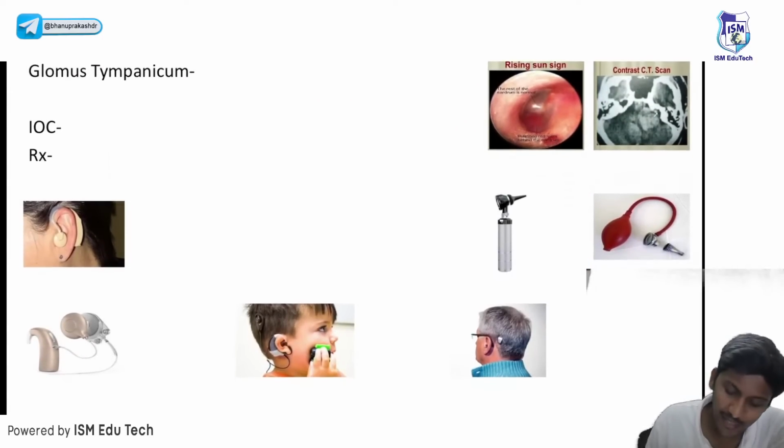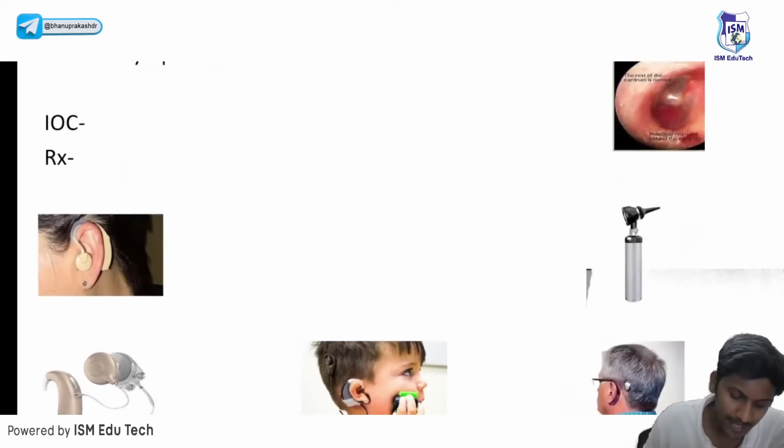The last disease that I would like to talk about is called glomus tympanicum. Okay, glomus tympanicum is nothing else.